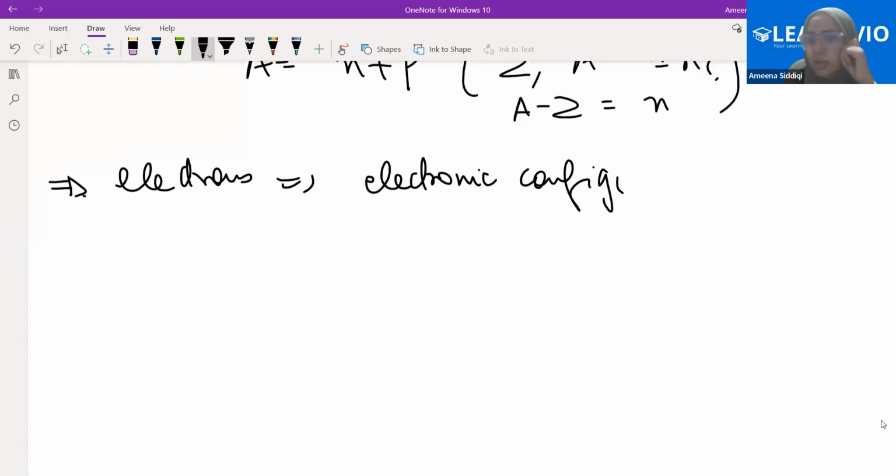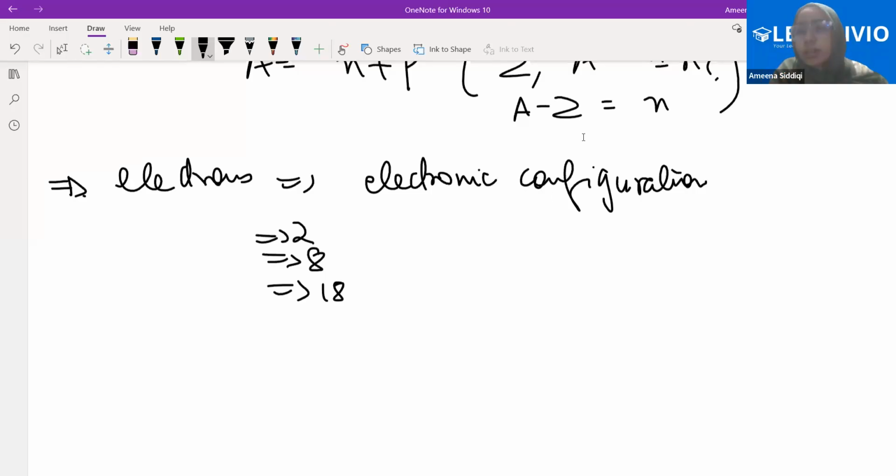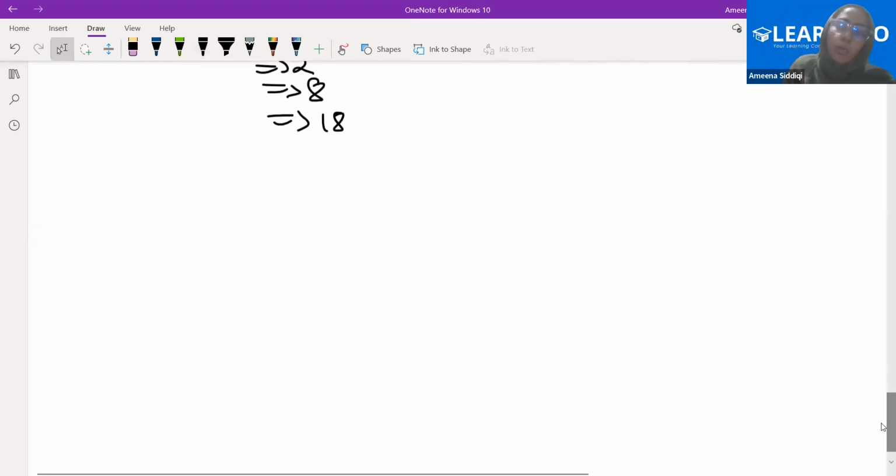Electronic configuration. See, the maximum number of electrons on the first shell can be 2. On the second shell, it can be 8. On the third shell, it can be 18. So accordingly, we will have the electronic configuration of the atom. Very good. Now, what is the problem?